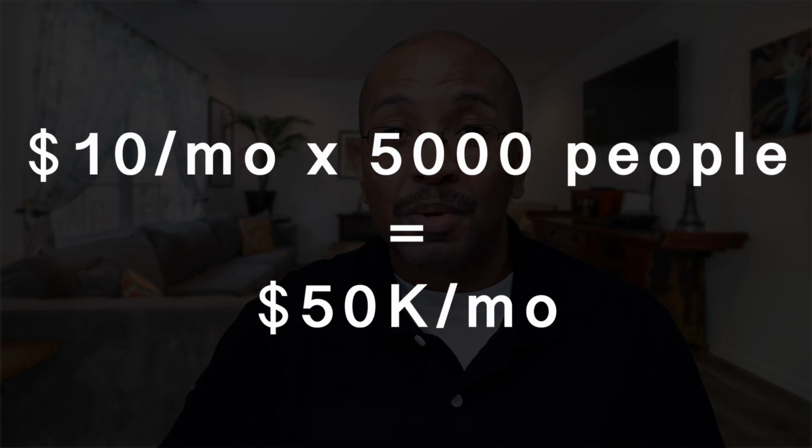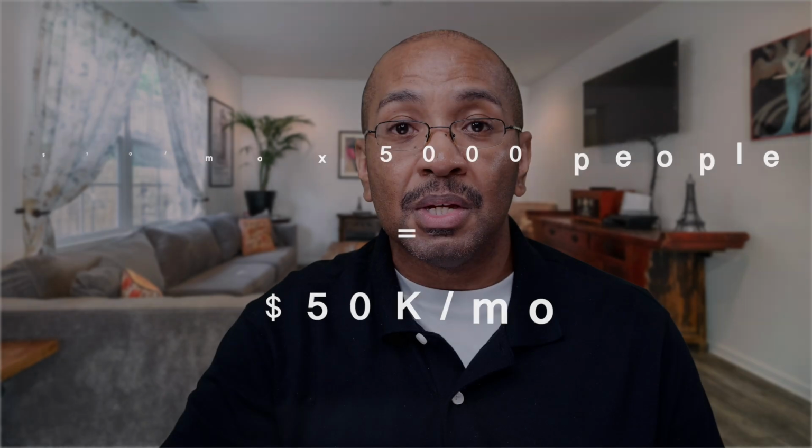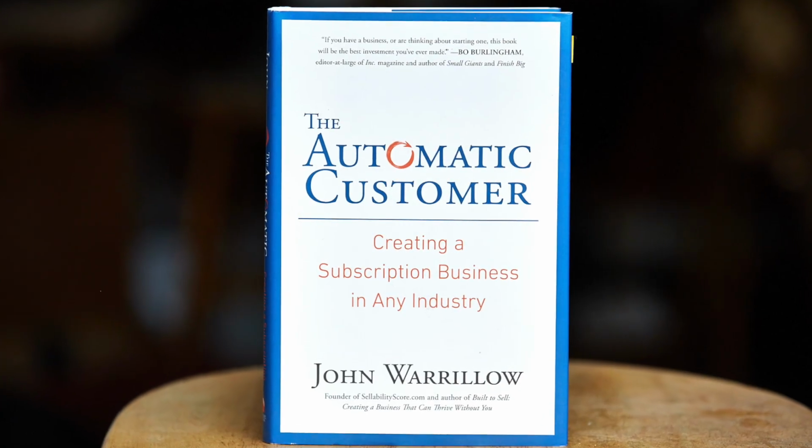If Cowboy Kent created a paid membership community and charged just $10 per month for it, if he got 5,000 people to sign up, that would be $50,000 per month every month, just in subscription fees. That's the power of a subscription model business. And to learn more about that, check out the book, The Automatic Customer.